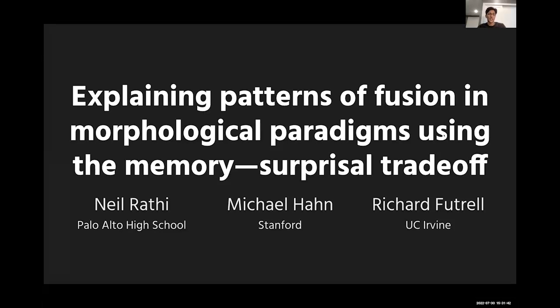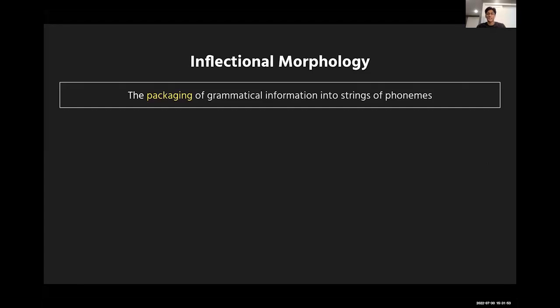Yeah, so my name is Rathi, and I'm going to be discussing work on explaining patterns of fusion and morphological paradigms using memory-surprisal tradeoff. This is joint work with Michael Hahn and Richard Futrell. So broadly, I'm going to be discussing inflectional morphology. And so I want to start out by discussing what that really means.